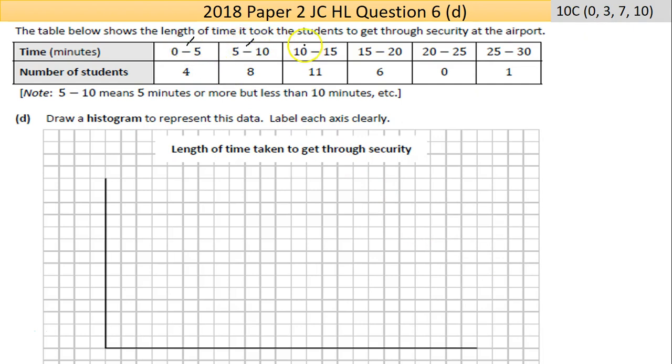There's a difference of 5 there, 5 there, 5 there, 5 there, 5 there, 5 there. So this is basically a bar chart. Okay. Now we need our y-axis and x-axis. We need to label them. And we need to just draw.